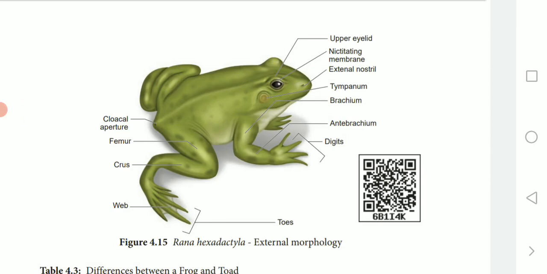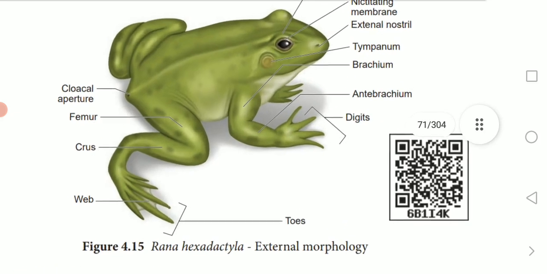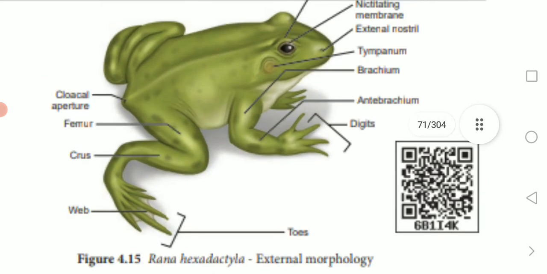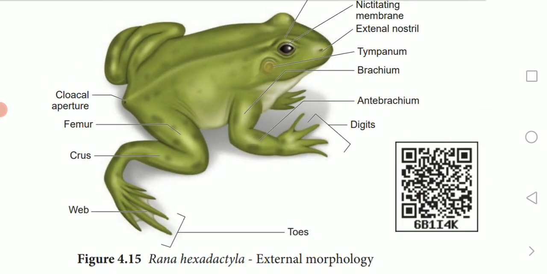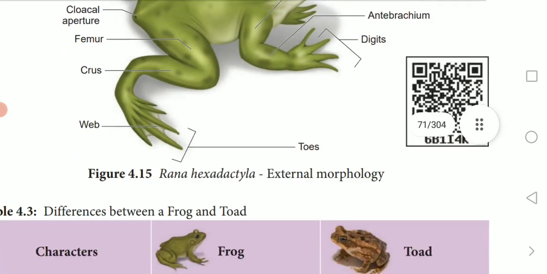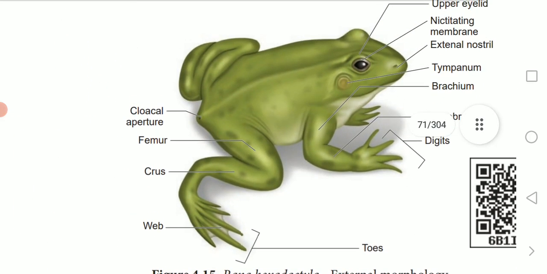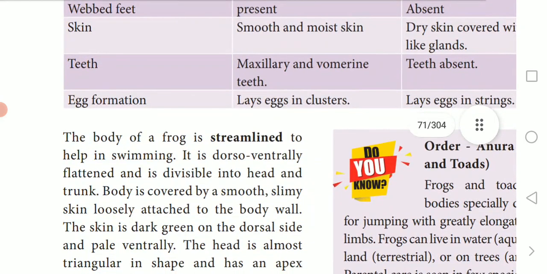In the last video class, we completed the type study of earthworm. Then we started the next organism, that is frog. The scientific name of frog is Rana hexadactyla. We have completed the introduction part of Rana hexadactyla. Next we'll see the morphology, the structure of frog.